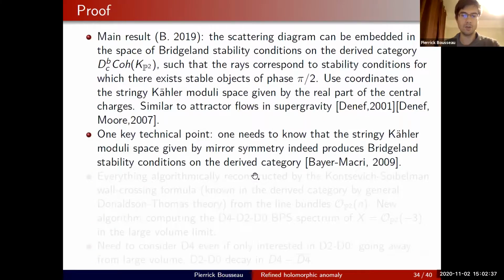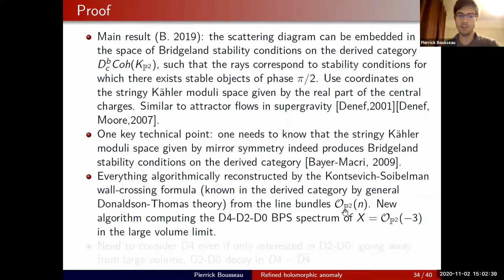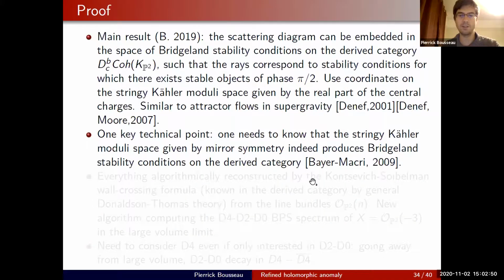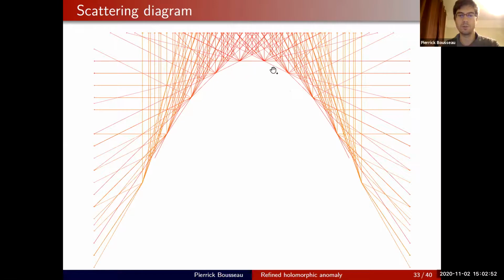And the initial objects in this algorithm are simply the line bundles O(n), the pure D4 objects, which become massless at the conifold point. So the initial objects of this picture are like the conifold points, which emit some D4, just the line bundle O(n), which are the simplest possible D4. And then everything else is reconstructed by wall crossing.